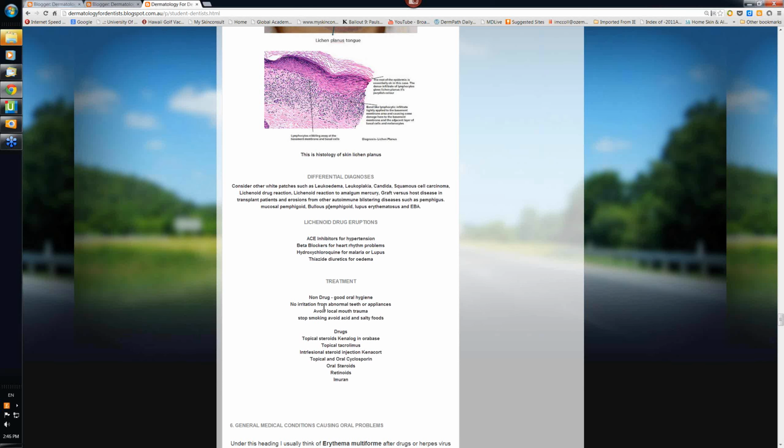Watch that you haven't got rough teeth that are rubbing or bad fillings or anything like that rubbing up against the inside of the mouth, because that damage will cause the lichen planus to start up. And if they've got plates or other things, make sure they're not causing problems. Avoid local mouth trauma. In other words, don't bite the inside of your mouth or play around with your teeth, because that just encourages lichen planus as well.